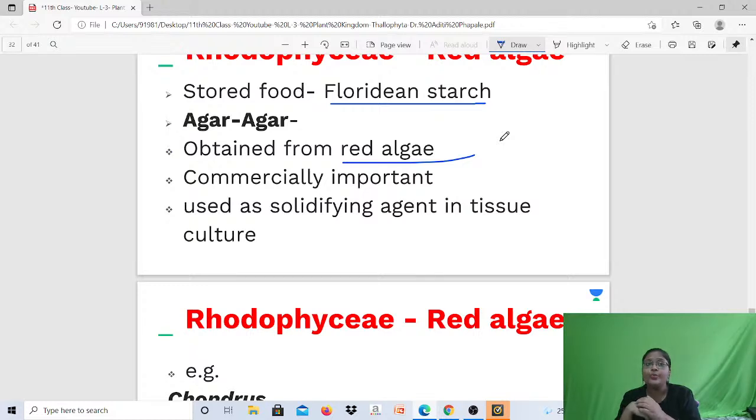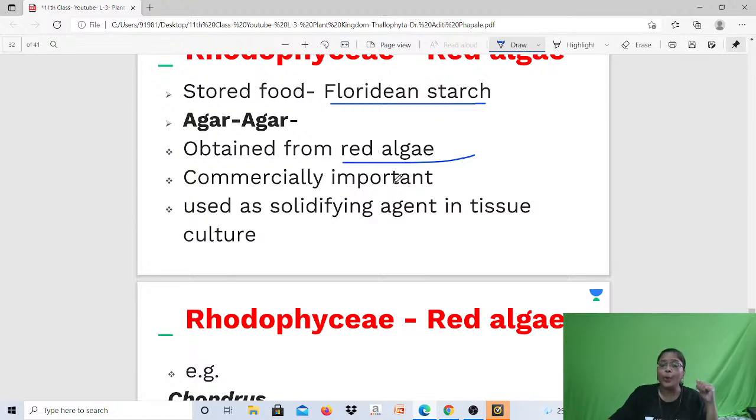And let me tell you, many students write green algae. I have seen in exams, I don't know where this comes from in their minds, but many students have written this in exams, green algae. So do not, it's not green algae, I repeat, agar-agar is obtained from red algae. What is agar-agar? Agar-agar is basically a chemical substance in powder form, and it is obtained from red algae.